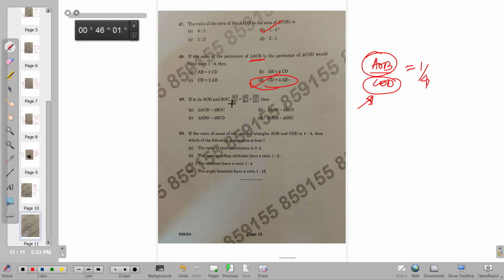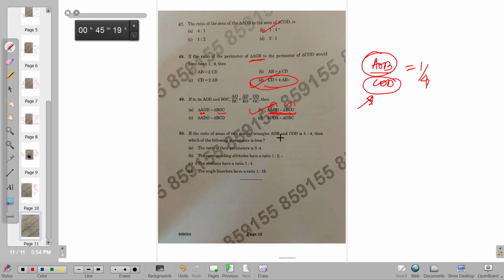If in triangles AOD and BOC, AO by BC is equal to AD by BO is equal to OD by OC, then... okay, so we just have the sides which are given. Let us check where this condition gets satisfied. This is telling that AO and BC are proportional. We want AO and BC to be proportional. Okay, let us check this one. AO BC, AD BO, OD CO. Okay, this one will be the answer because it matches the correct proportionality over here in the 49th one.